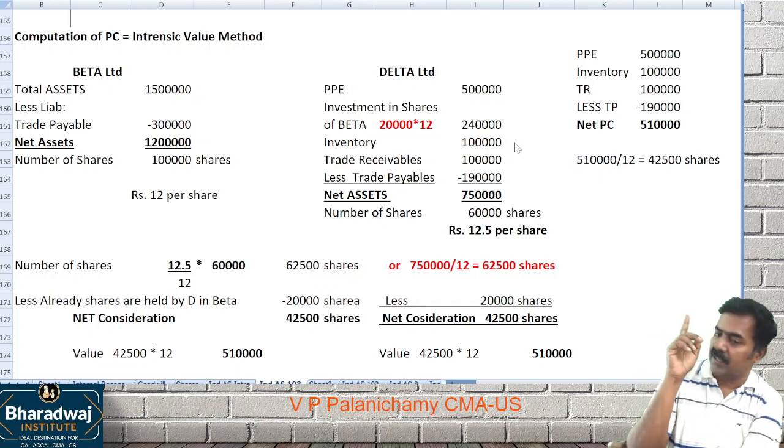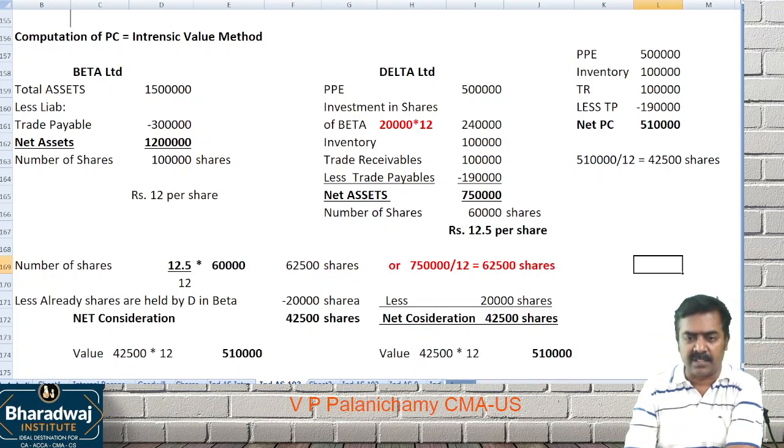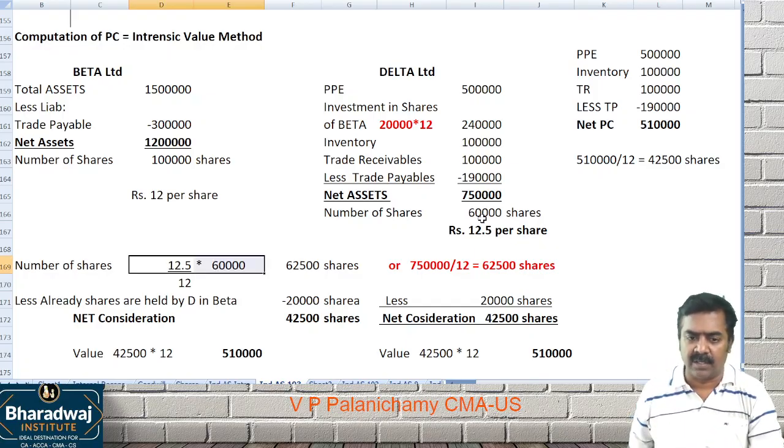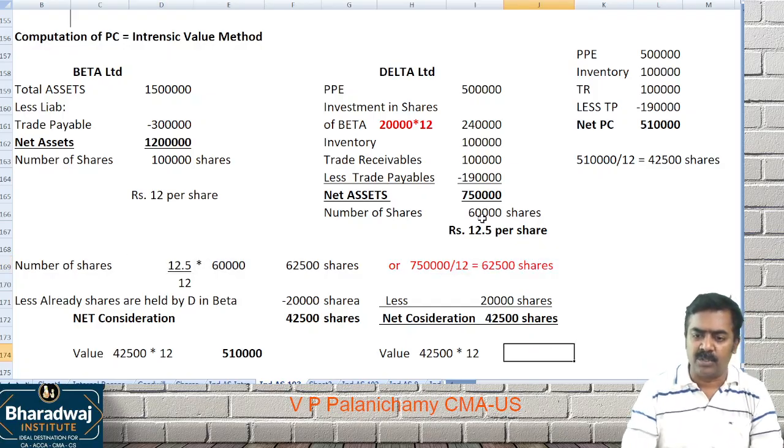While calculating under direct method, shortcut method, I didn't consider investment, because if I consider that investment, it will be more like I'm buying my own shares.